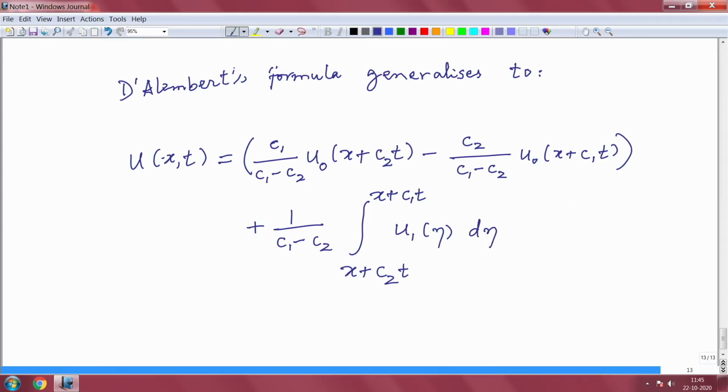So, similar to D'Alembert's formula, there is one purely algebraic expression and one integral term. Of course, this is a special case: if we take C2 equal to minus C1 equal to minus C, this reduces to D'Alembert's form.